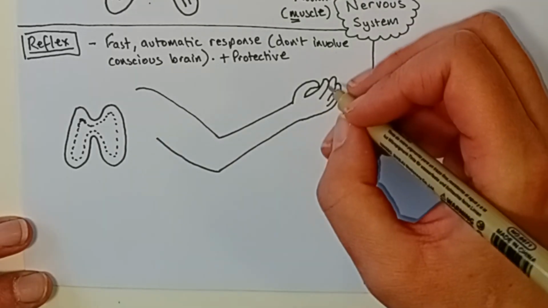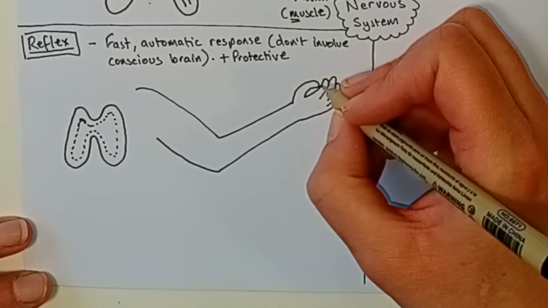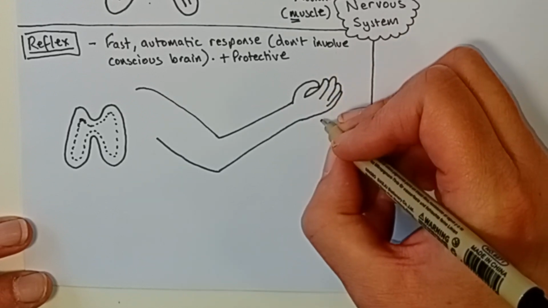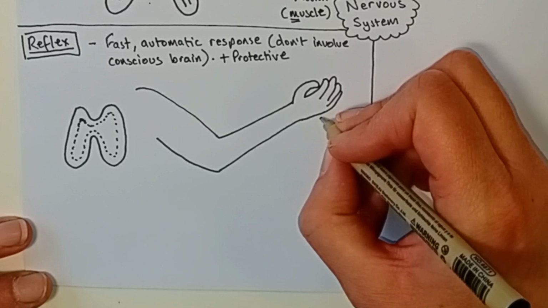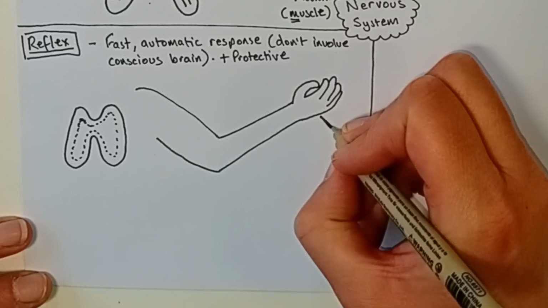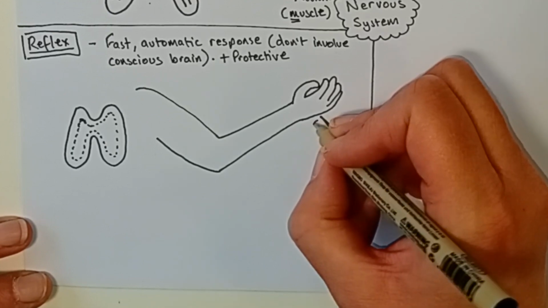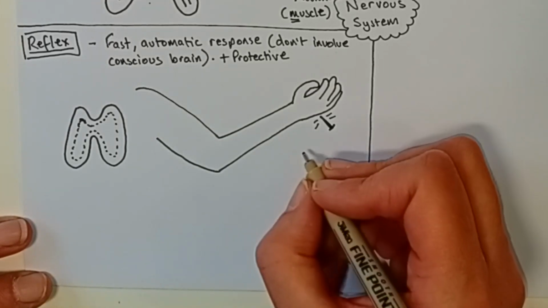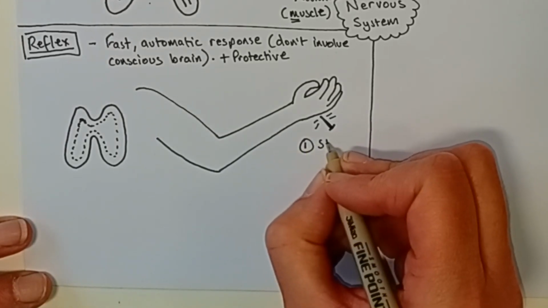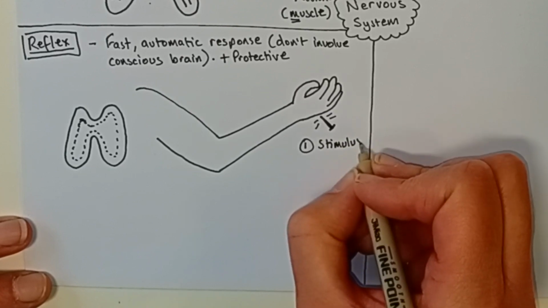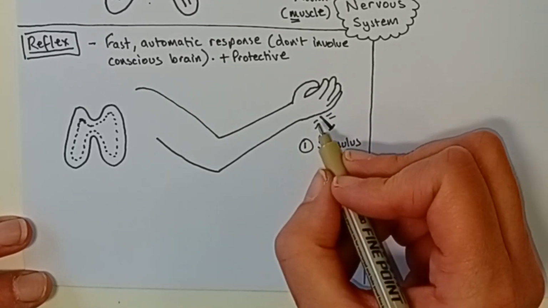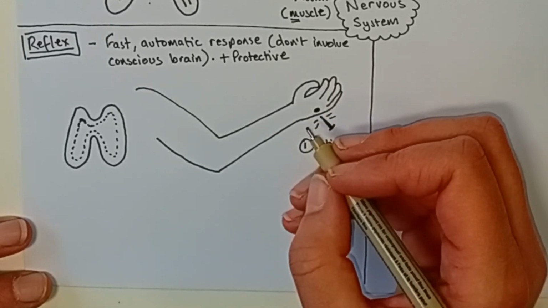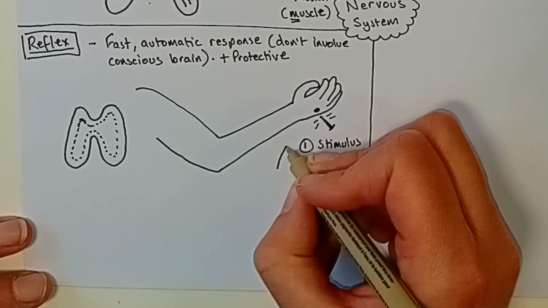All right then. So we're going to start with the stimulus. And the stimulus is a change that is detected. And in this case, if it's a protective one, it could be pain. So in this case, somebody smacked their hand down on a nail. So this is the stimulus. That stimulus then is picked up by a cell in the skin. The cell in the skin is called a receptor.